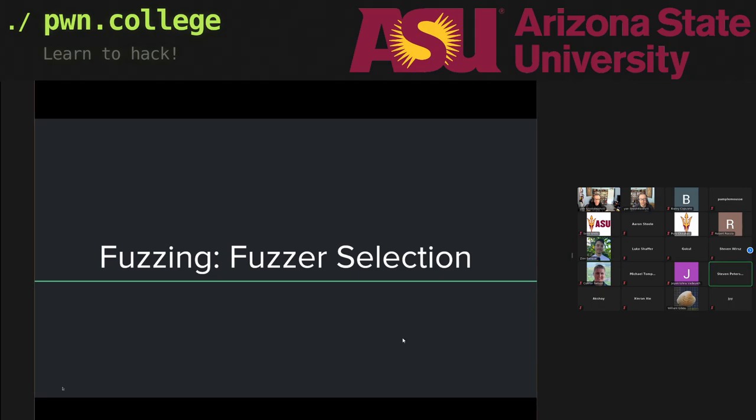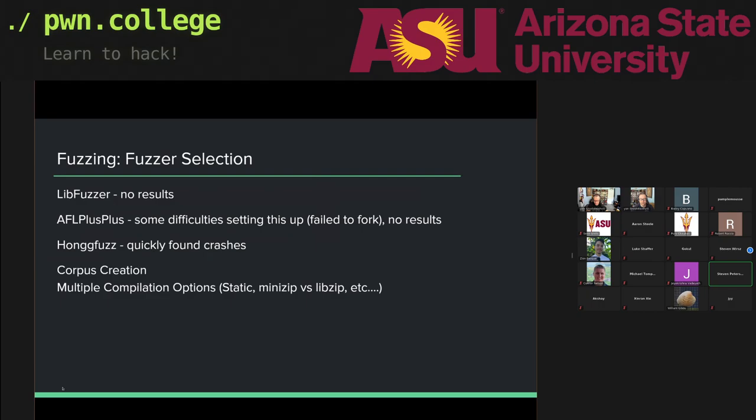This is pretty much a reiteration of what we talked about in the previous section. We tried it with some different options, LibFuzzer and AFL++. This especially gave us some difficulty setting up. We had some issues getting it to fork properly and some issues setting it up to run the emulator on the cluster. When switching to HongFuzz, we were able to quickly find crashes even with the same input corpus. Sometimes different fuzzers use different procedures for mutation, and they were able to quickly find different kinds of errors in maybe the same software. So not too much to add.